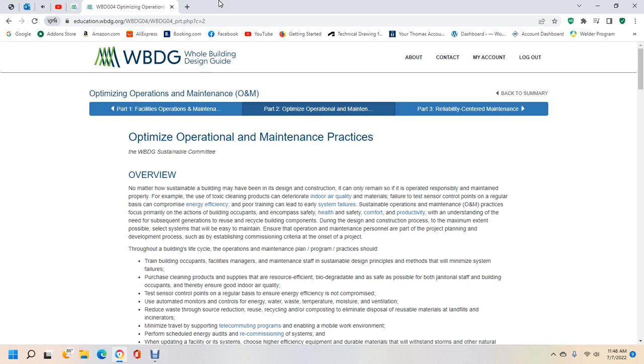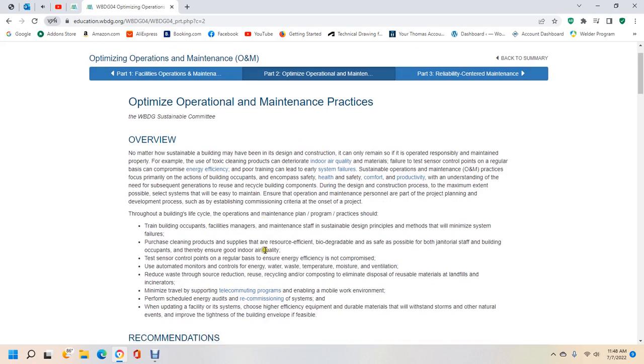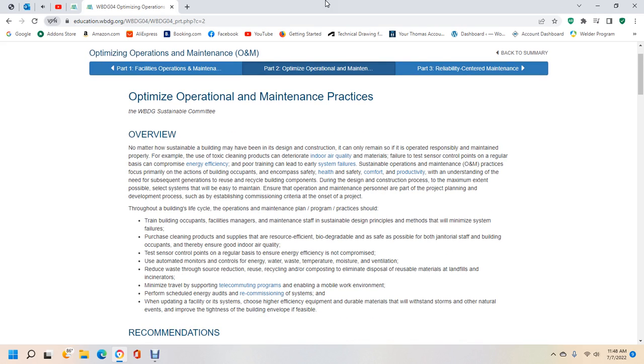Poor training will lead to early system failure. Sustainable operation and maintenance has a proactive focus primarily on the actions of building occupants, encompassing safety, health, comfort, and productivity, with the understanding of the need for subsequent generations to reuse and recycle the building components. During the design and construction, the project profits to the maximum extent possible from solid life systems that will be easily maintained, and ensures that operation and maintenance personnel are part of the project planning and development process, such as establishing commissioning criteria for the on-site project.